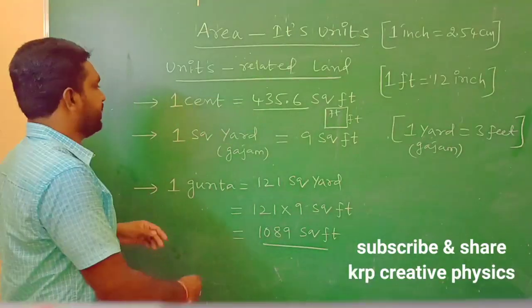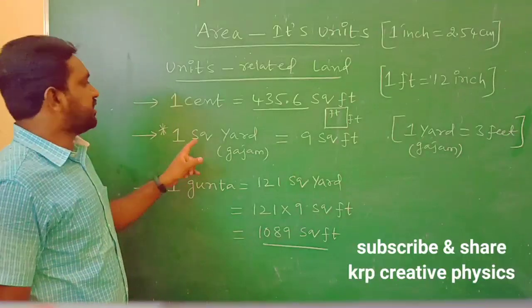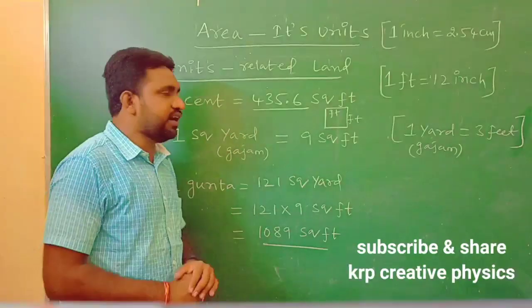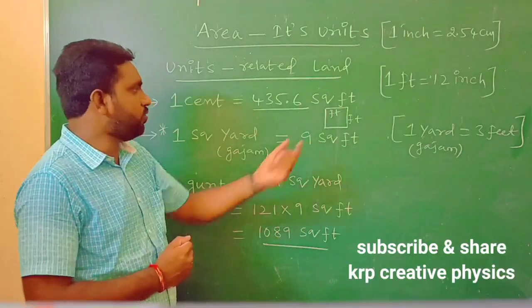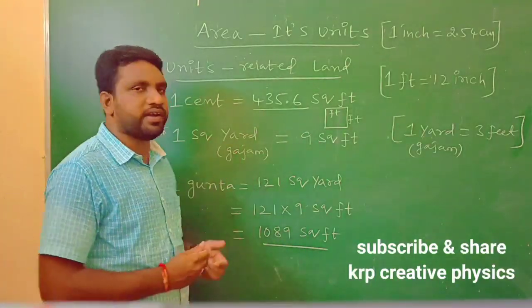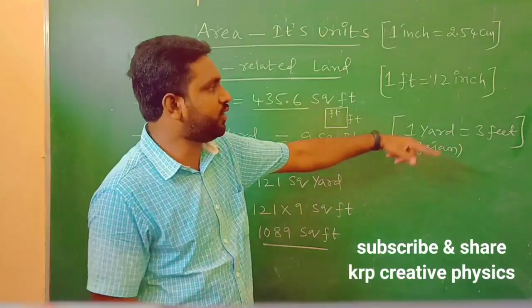Okay, next, that is completed. The next one is most important, you should know this. 1 square yard equals 9 square feet. 1 square yard equals 9 square feet. What is meant by square yard here? Yard into yard. I already explained that 1 yard equals 3 feet.